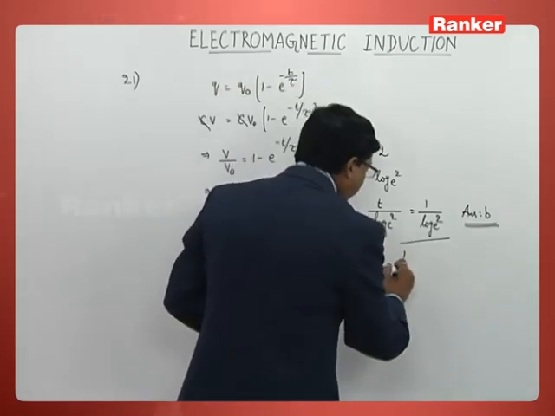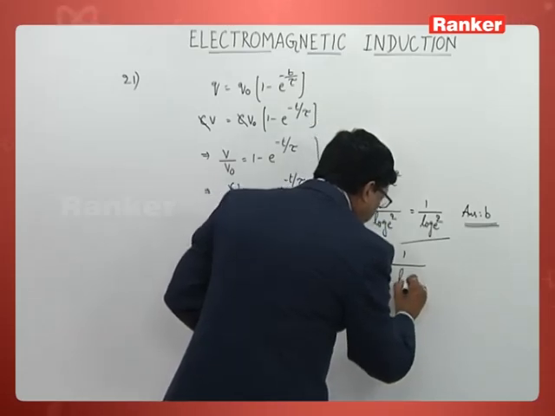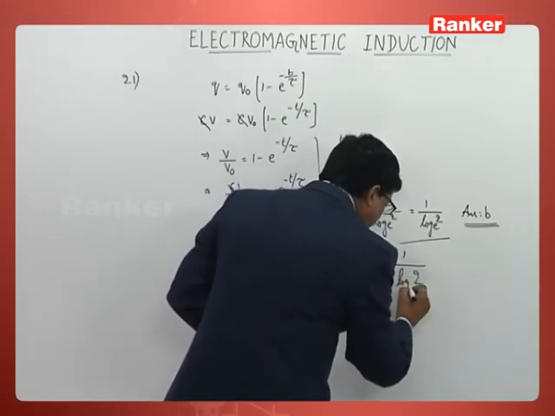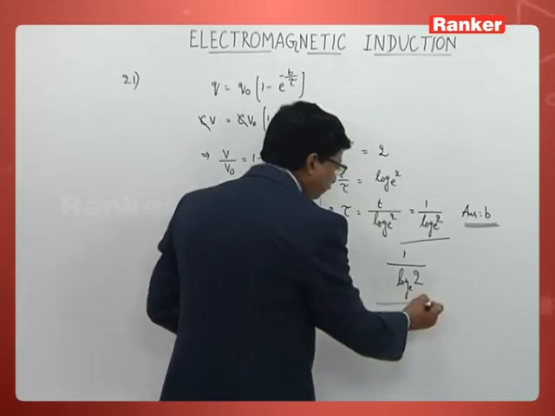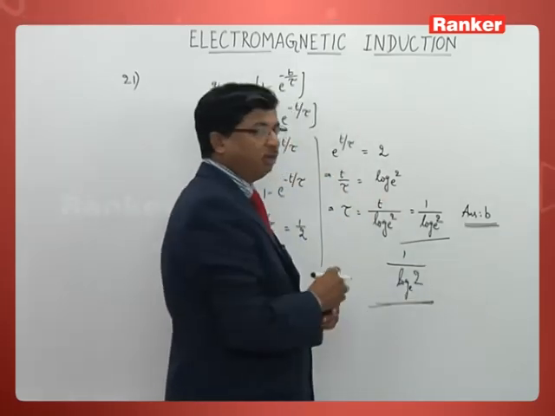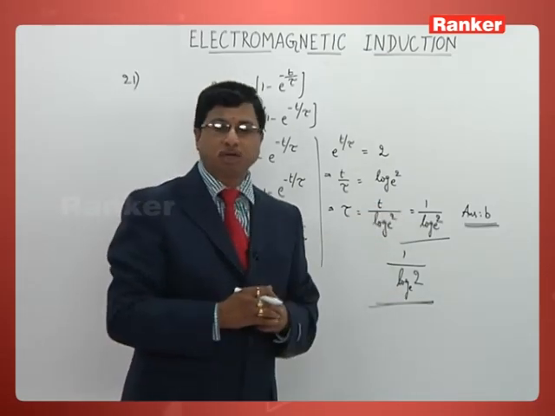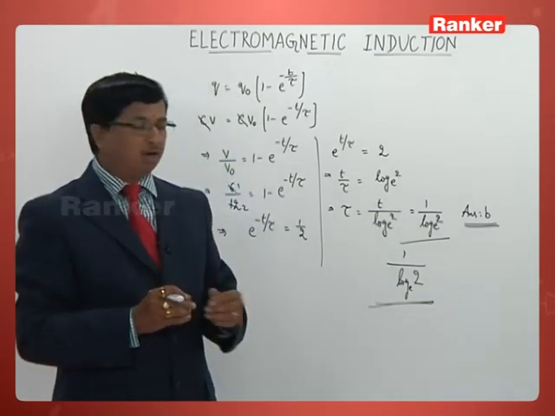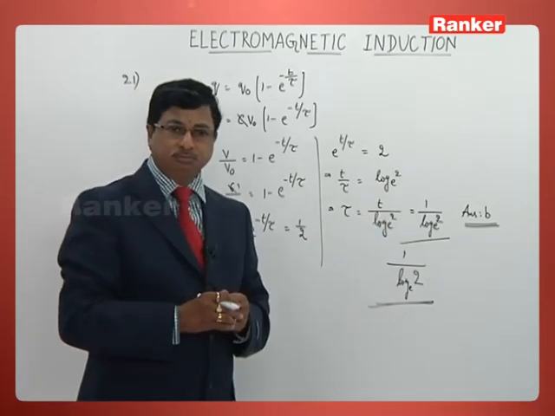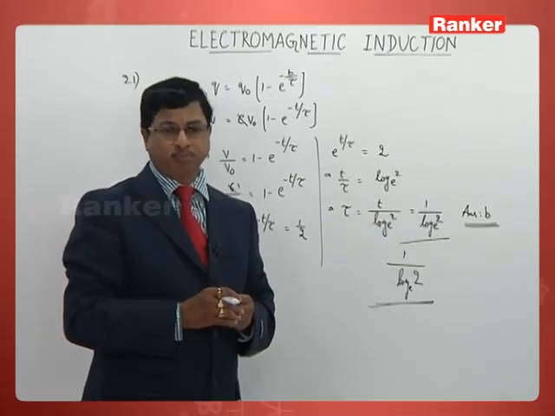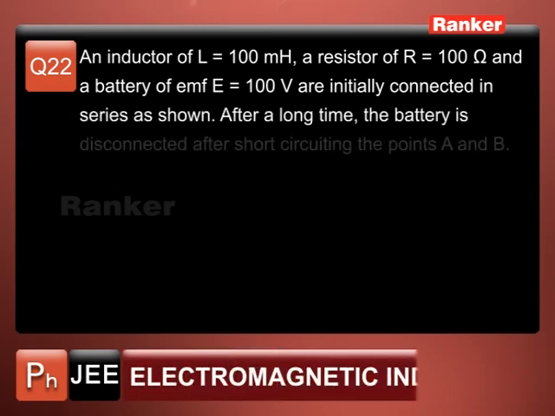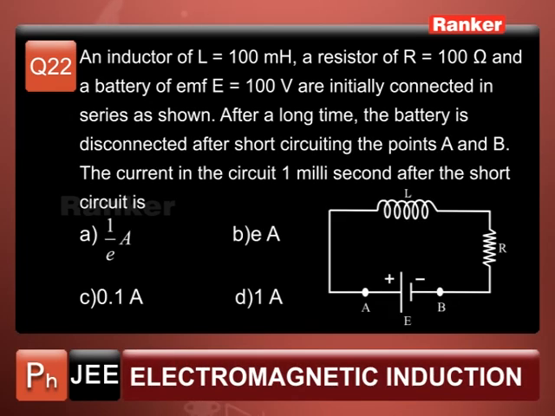It's 1 over log of 2 to the base e. That is the correct option, what one has to understand. So the correct answer for the 21st problem is B according to our calculation. That is problem 21. Now check the next one, problem number 22.